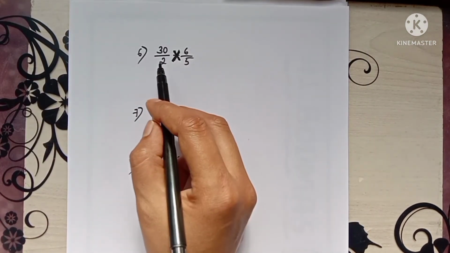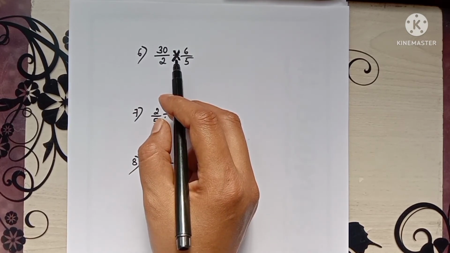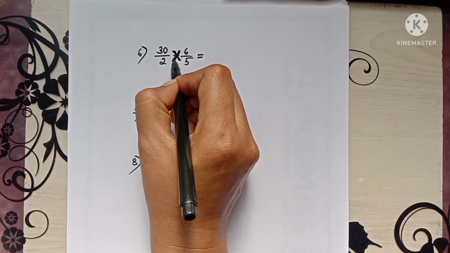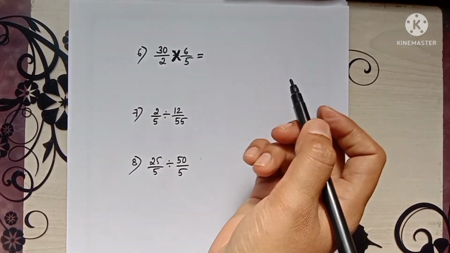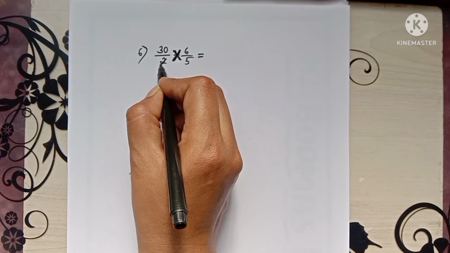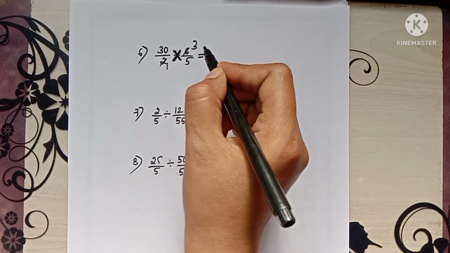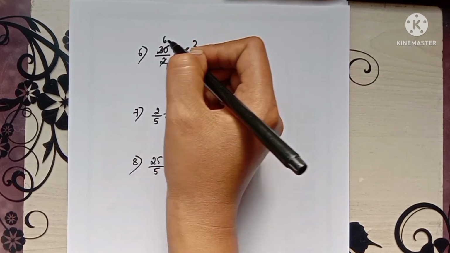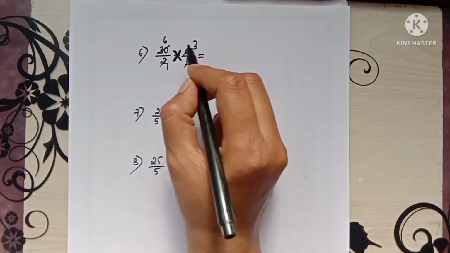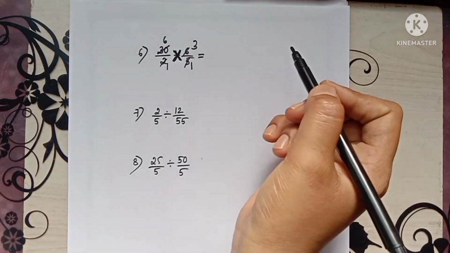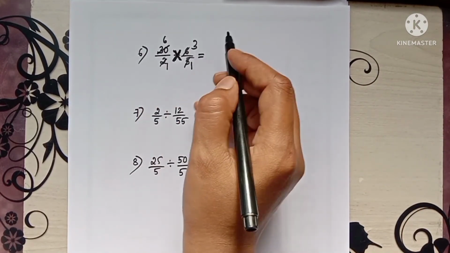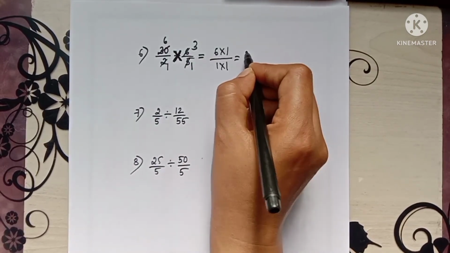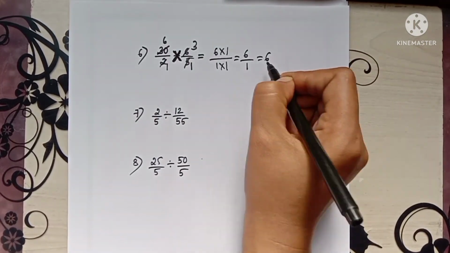So here we have 30 divided by 2 into 6 divided by 5. Here multiplication sign is there, means we can divide. Okay. What we can do here? 2 ones are 2, 2 3s are 6. Here 5 ones are 5, 5 6s are 30. So further can we divide? No. So remaining is 6 into 3. 6 into 3 divided by 1 into 1, that is 6 divided by 1, that is 6.